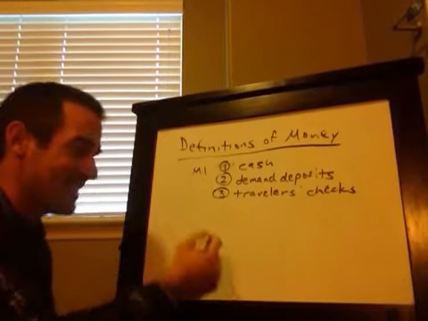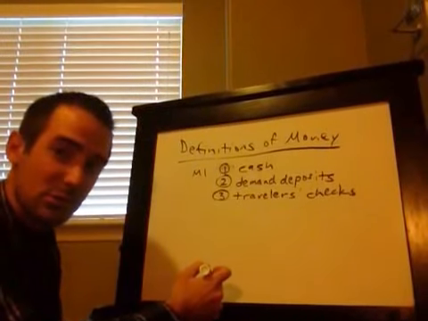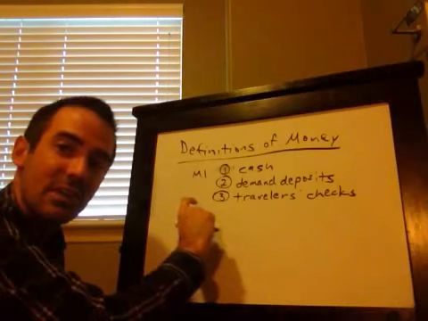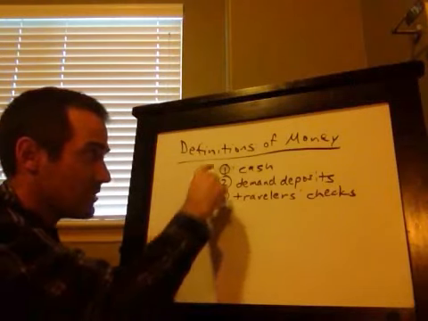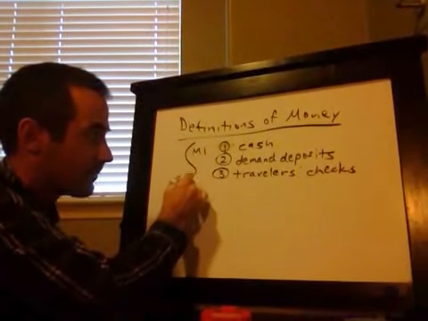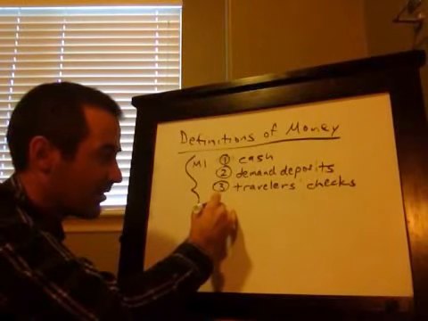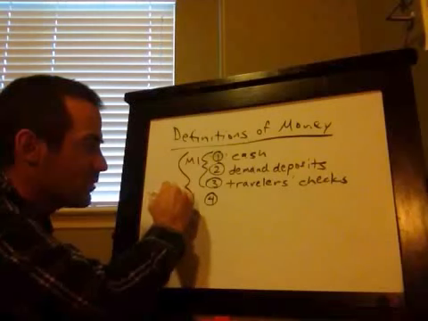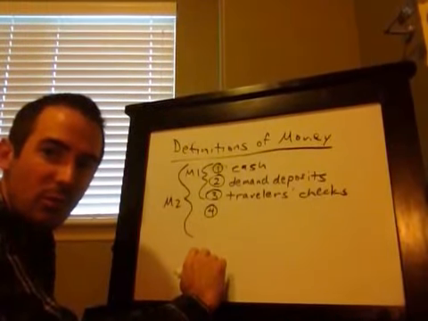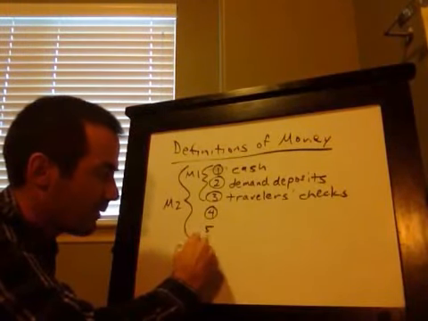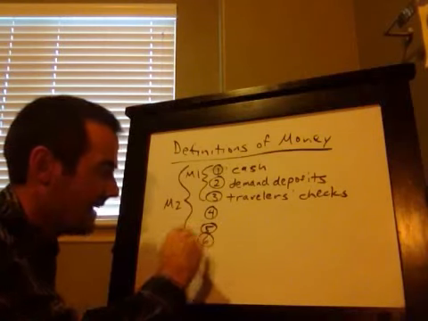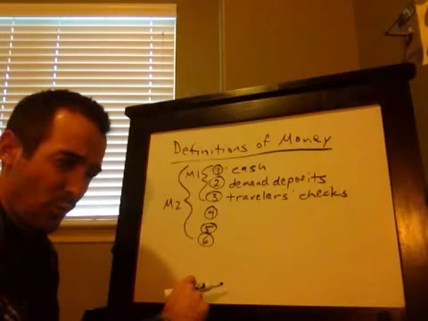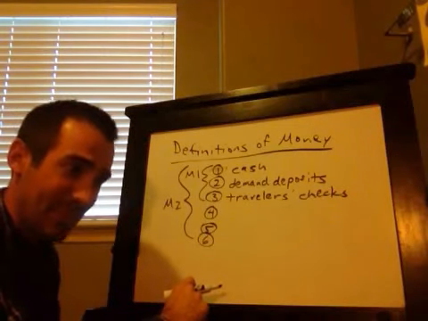All right, the second definition of money is M2. Now, here's the trick. M2 is not three other things, and that's it. M2 is all the stuff in M1 plus three more things. All right, so M1 is those three things. M2 is all the stuff in M1 plus its own three more things. Okay? And these three things are going to be a little less liquid, a little less spendable. They're going to require some extra step to spend them.